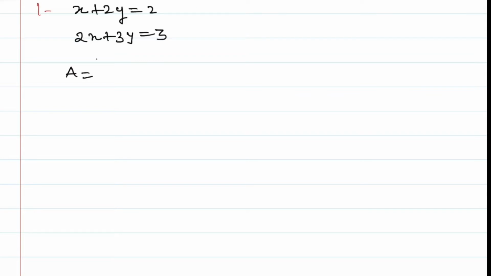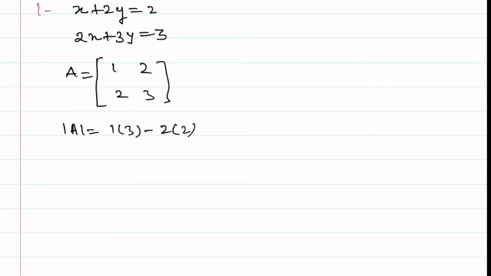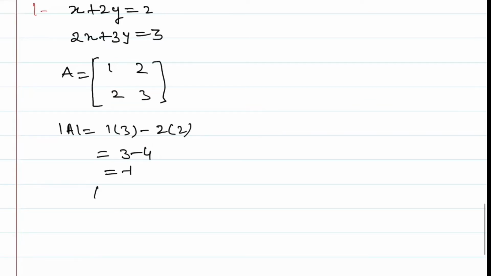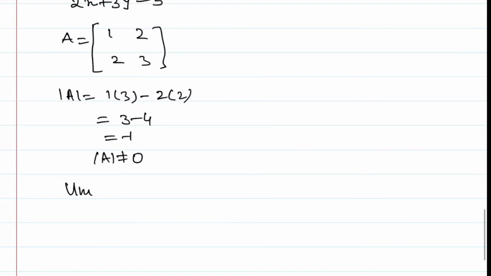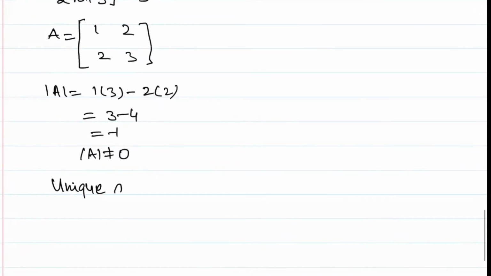So here the coefficient matrix will be 1, 2, 2, 3. Determinant of A is equal to 1 into 3 minus 2 into 2, equal to 3 minus 4, equal to minus 1. Here determinant of A is not equal to 0. It means that the system has unique solution. It means that this system is consistent.